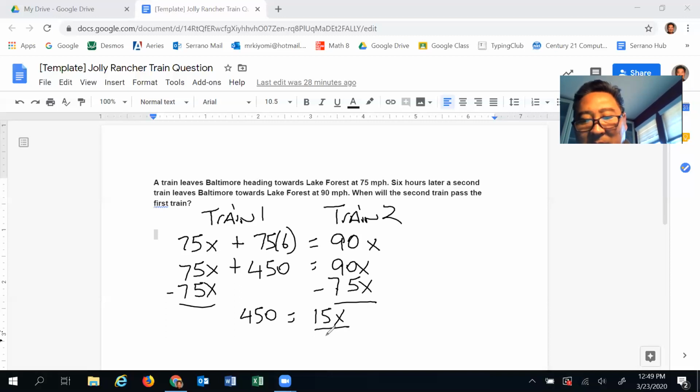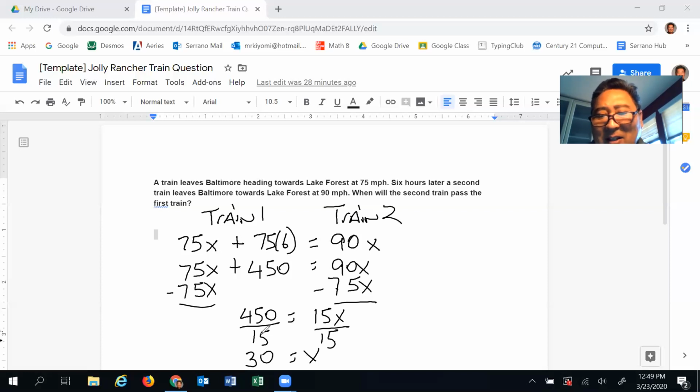Now let's just divide by 15 on both sides. 15x divided by 15 is x. 450 divided by 15 is 30. So in 30 hours, both trains will be the same distance away from Baltimore. And after 30 hours, that's when train 2 should pass it.